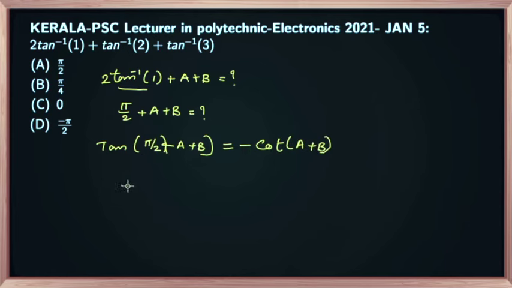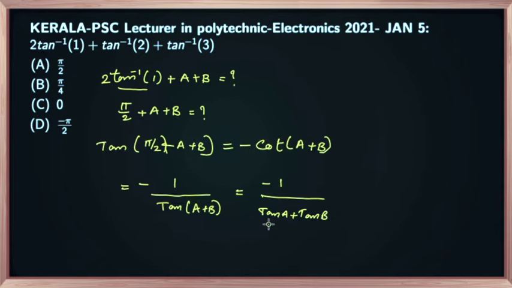So that is equal to minus cot, which is actually 1 by tan. So 1 by tan of A plus B. Okay. Now I expand tan of A plus B here. So I'll get minus 1 divided by tan of A plus B, which is tan A plus tan B whole divided by 1 minus tan A into tan B. Okay. And from the given angles, I know A is tan inverse 2. So what is tan A? Tan A will be 2. B is tan inverse 3. So what is tan B? Tan B will be 3.